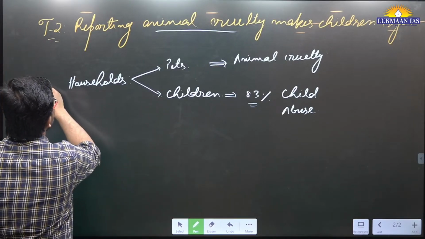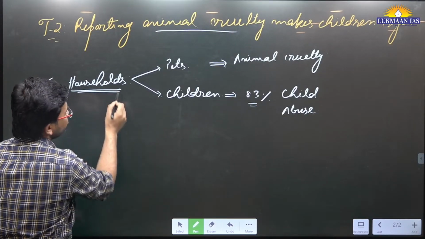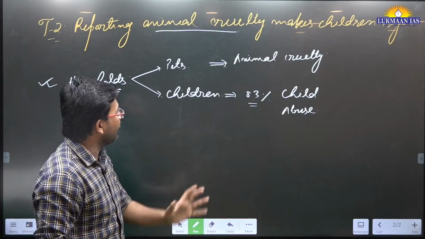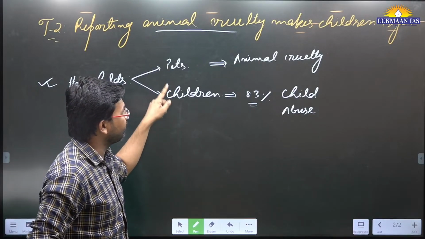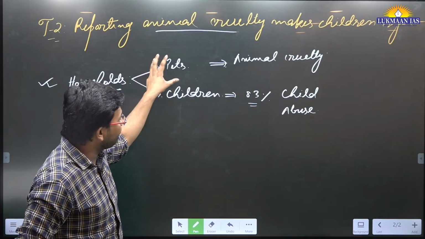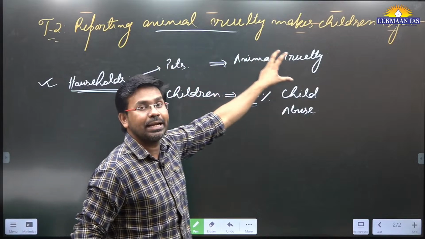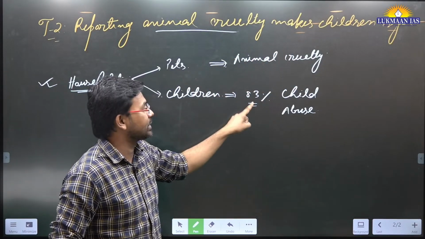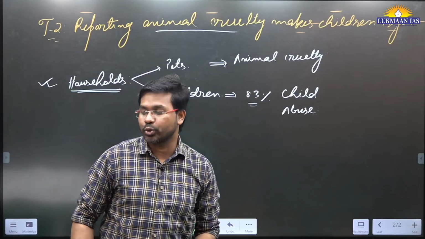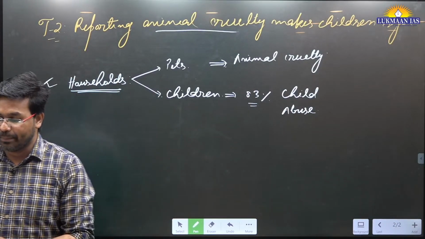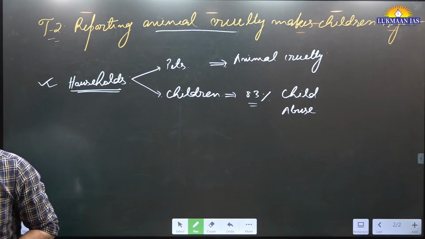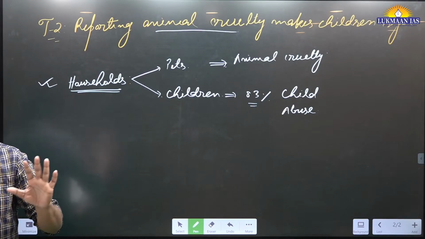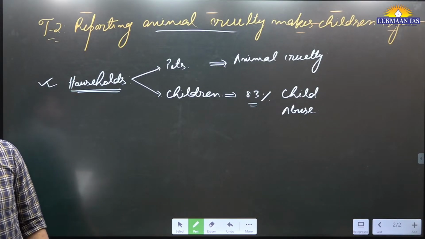So here we are talking about households. Households means those families where they have pets and they have children. In those families where they have pets, if there is animal cruelty, in 83% of the cases it has been noticed that there is child abuse also in those families. Child abuse happens in multiple ways, right?